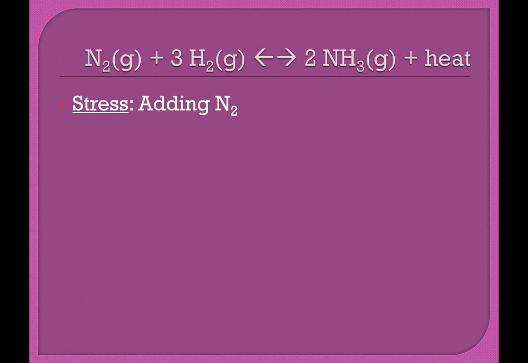Now consider the stress of adding N2. So we'll start with the seesaw here. We've got the fulcrum. We'll try and draw this level all the way across. That's a completely level, flat line. If we add N2, now N2 is on the left-hand side of our reaction. If we add N2, we're going to add more N2 on this side. This is going to cause this seesaw to get slanted on the left-hand side. We're adding more stuff, more nitrogen gas, more people on the left side of the seesaw.